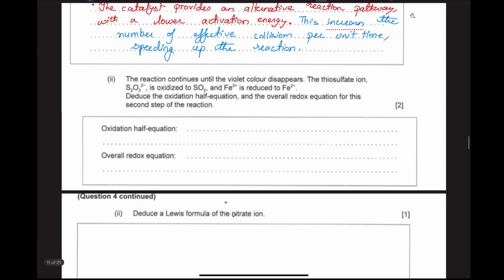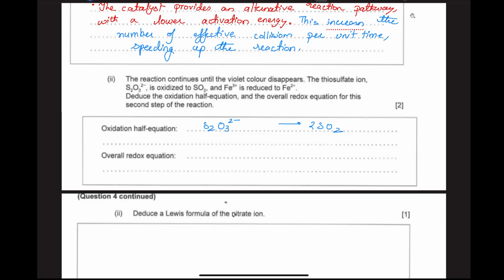Done. The next one: the reaction continues until the violet color disappears. The thiosulfate ion S2O3 is oxidized to SO2, and Fe3+ is reduced to Fe2+. Deduce the oxidation half equation and the overall redox reaction for the second step. Now S2O3 is converted to SO2. To balance this, first I'll balance the sulfur atoms, right?